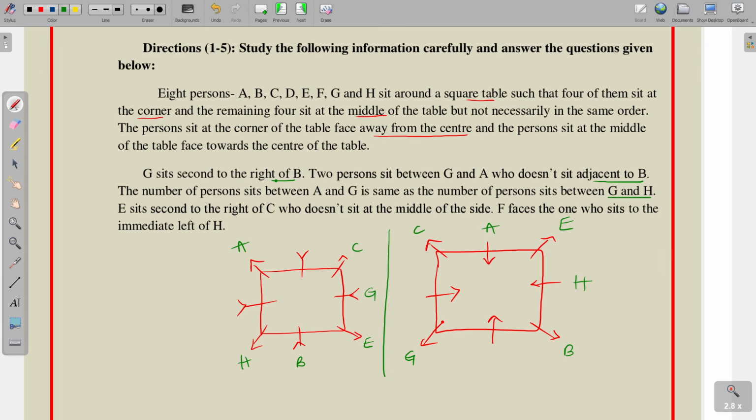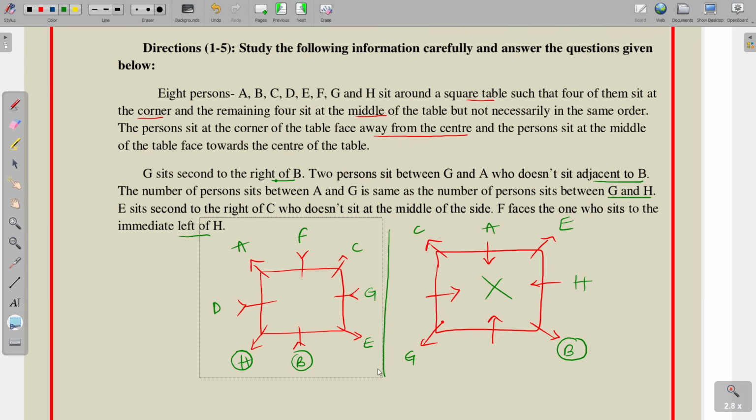And next, F faces the one who sits immediate left of H. So F is facing the one who sits immediate left of H. Actually H is placed here, and immediate left of H there is B. Here F is placed, and here immediate left of H, that is B. Here already B is facing C. So this possibility is not correct. This one is the correct one. The remaining person that we left, that is D. Okay, it is the final arrangement of the puzzle.